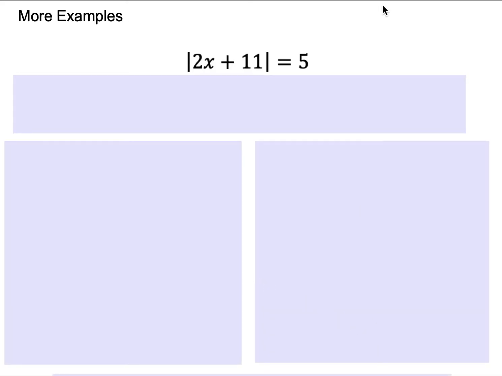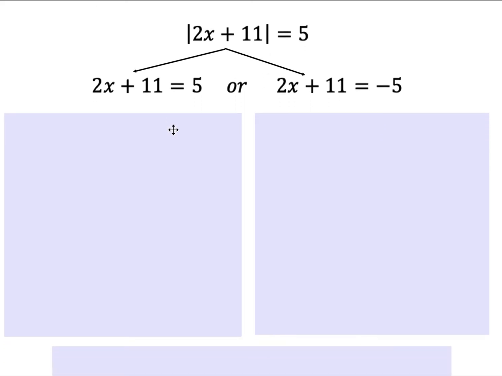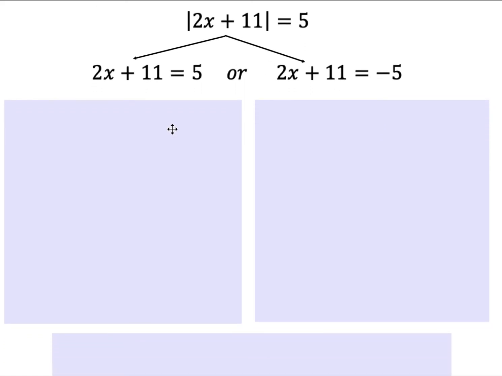Consider this example. Absolute value of 2x plus 11 equals 5. First thing you should notice is the absolute value is already by itself. We expect to get 2 solutions on this one because it equals a positive number. We go ahead and split it out into its 2 equations. 2x plus 11 equals 5. It also could equal negative 5. Let's start with the 2x plus 11 equals 5 and see where that leads us.